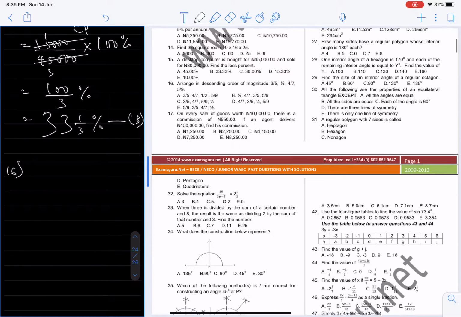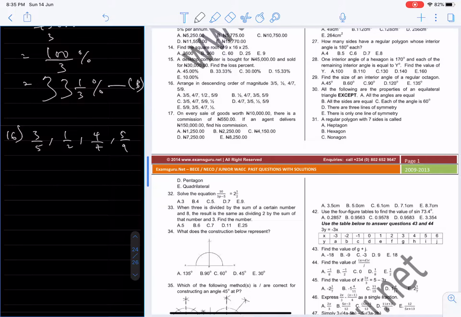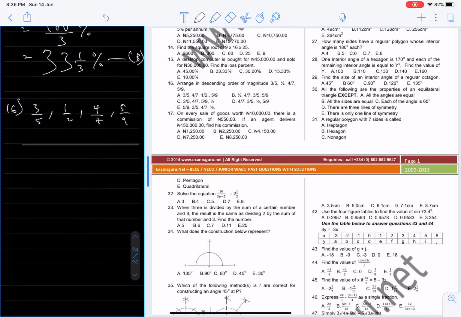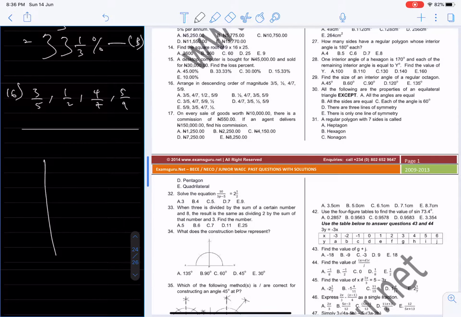Now to the next, number 16. Arrange in descending order 3 over 5, 1 over 2, 4 over 7, and 5 over 9. Here we just find the LCM. What's the LCM of 2, 7, 5, and 9? Okay, we can work that out very quickly. Anyhow, let me arrange: 2, 5, 7, 9.